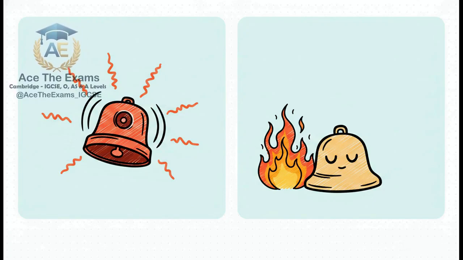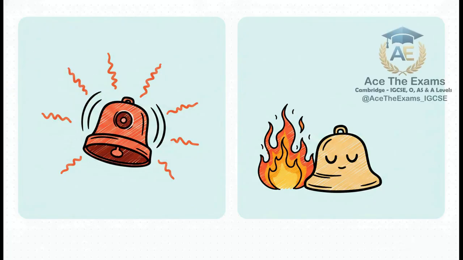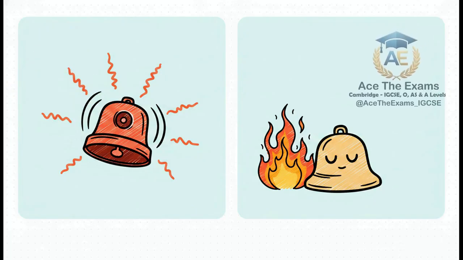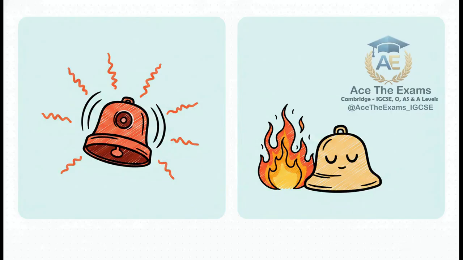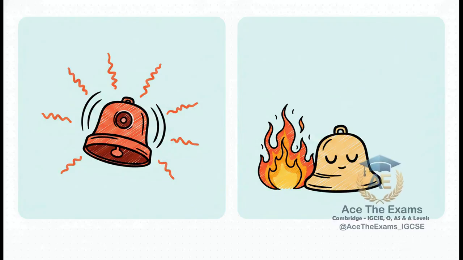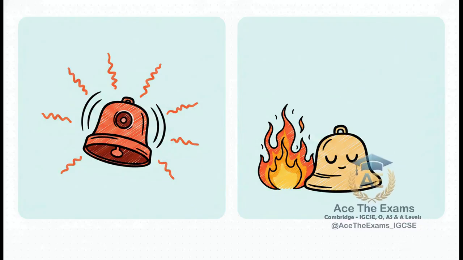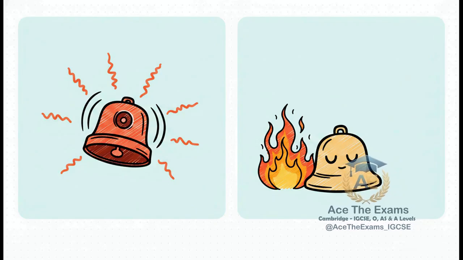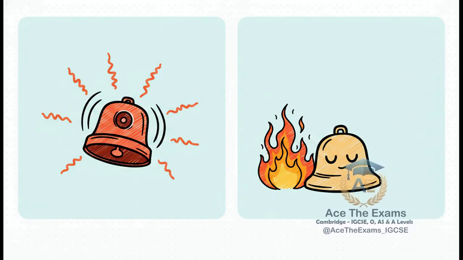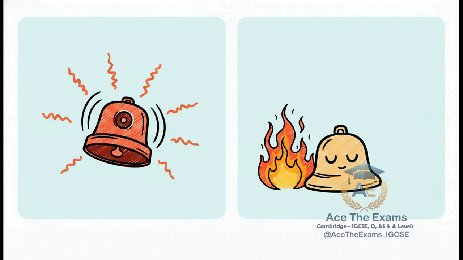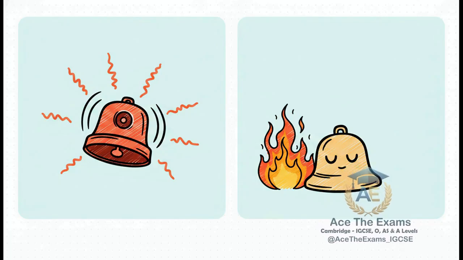A type 2 error, on the other hand, is failing to reject a false null hypothesis. So, there is a fire, but the alarm stays completely silent. It's a missed catch. By visualizing the false alarm versus the missed catch, you instantly anchor these highly theoretical errors to a conceptual understanding you can use on any test.